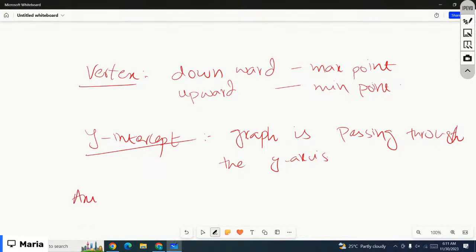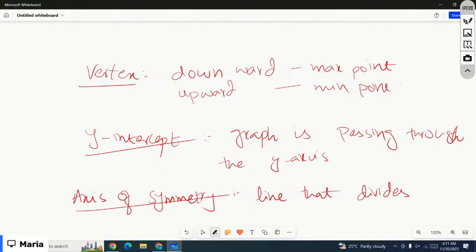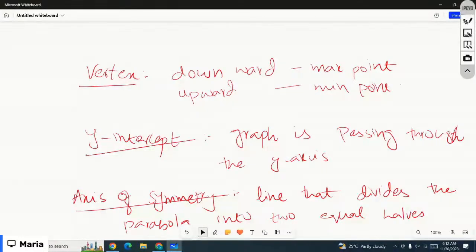axis of symmetry. Axis of symmetry is the line that divides the object into exactly two equal parts, right? That is a line that divides the parabola, because we are working on the parabola, into two equal halves, right? So when we are working on the maths, make sure you have your notebook and pencil so that you can note down the important examples and definitions as well, right?